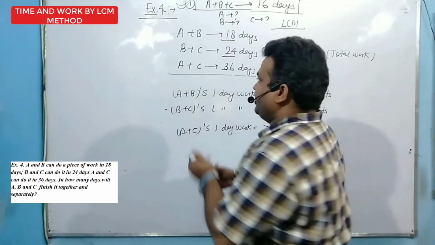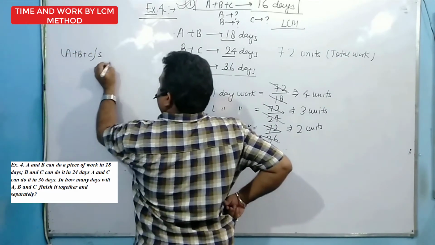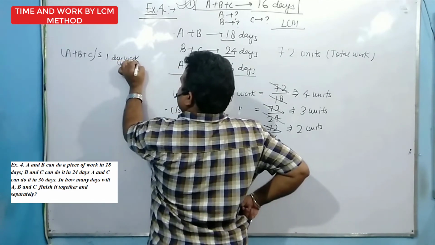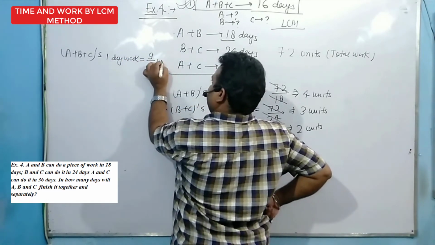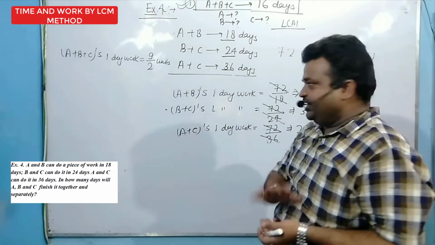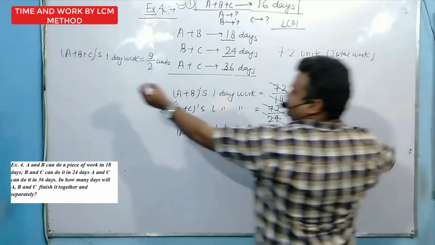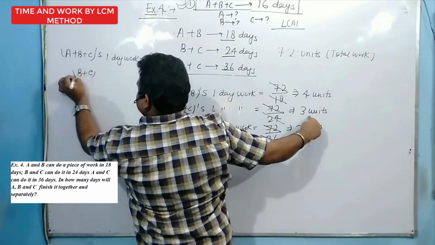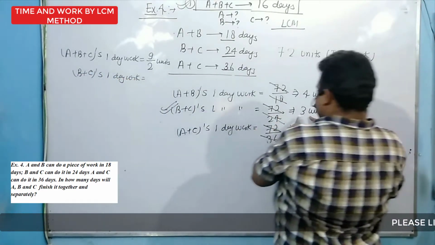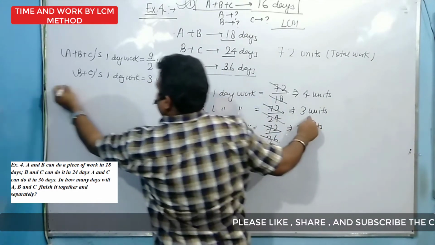Now I already calculated one thing. A plus B plus C is 1 day work, and that is 9 by 2 units, in which B plus C takes 3 units per day. So I am writing here B plus C is 1 day work. So A plus B plus C is 9 by 2 units, and B plus C 1 day work is 3 units. Okay, fine.